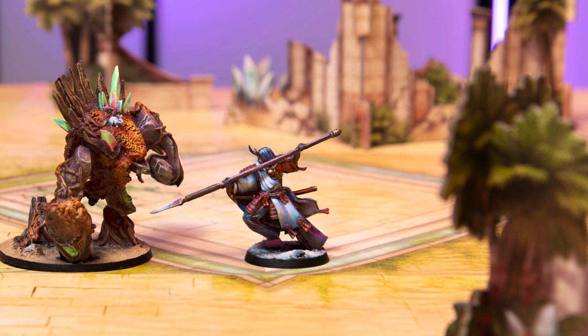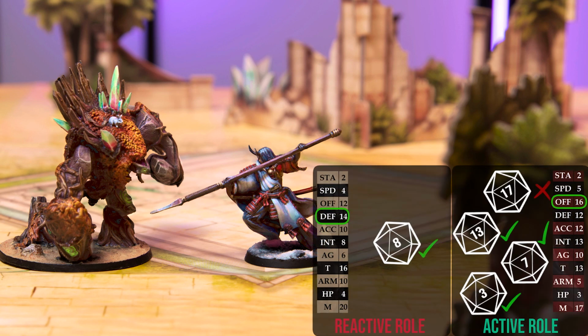Clan Champion is attacking an Earth Elemental. Clan Champion is a skilled warrior and is rolling 4 dice for his attack. Earth Elemental, while having a strike of 2, is in its reactive role, so his strike is reduced to 1, thus rolling 1 die. Clan Champion rolls a 3, a 7, a 13, and a 17. Earth Elemental rolls an 8.